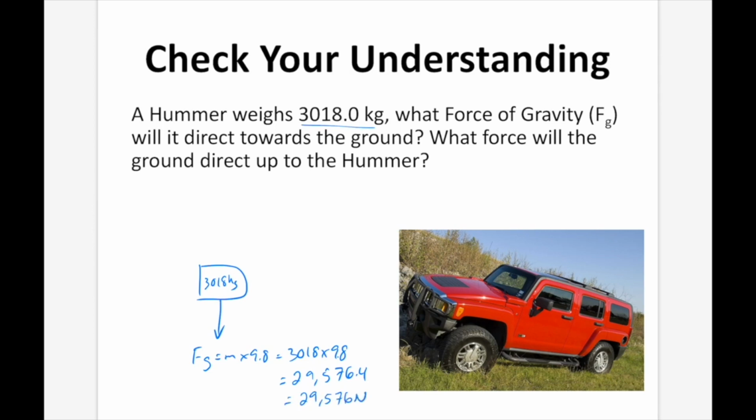29,576 newtons down. Now the second part of the question, what force will the ground direct to the Hummer? It's going to be equal to and opposite the force down by gravity. Otherwise, the Hummer will go into the ground or go up into the air. So this will also be 29,576 newtons, but in this case, it's going to be up.